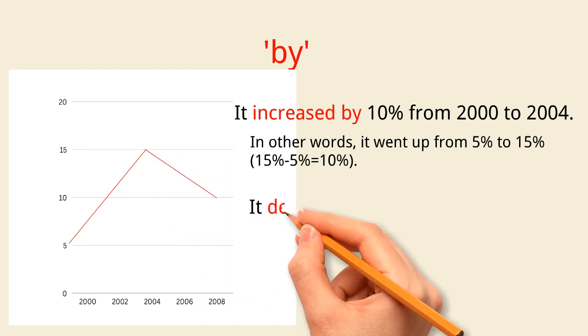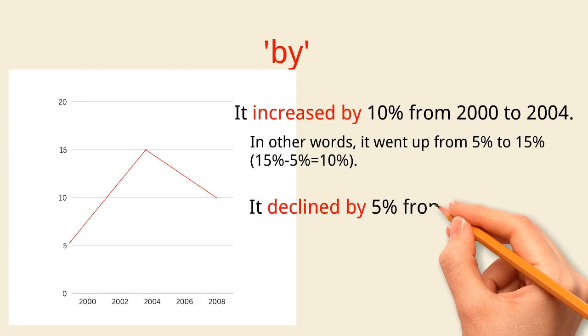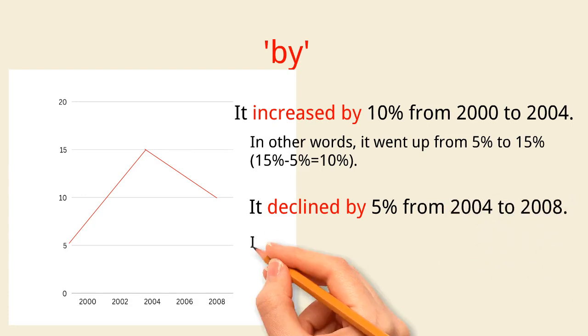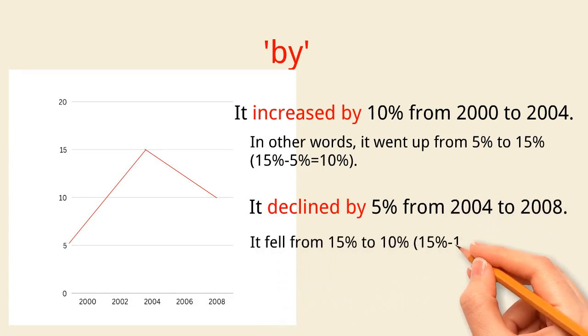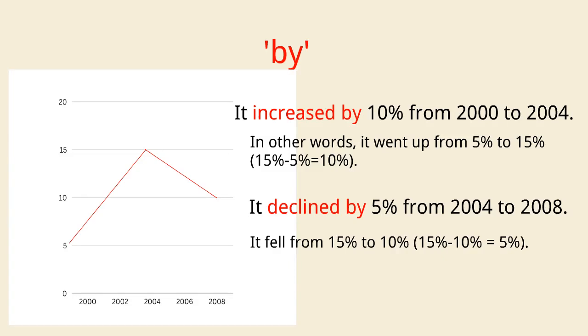It declined by 5% from 2004 to 2008. It means it fell from 15% to 10%. 15% minus 10% equals 5%. By indicates the difference between 2 points in time. For instance, from 2000 to 2004, the difference made up 10%.